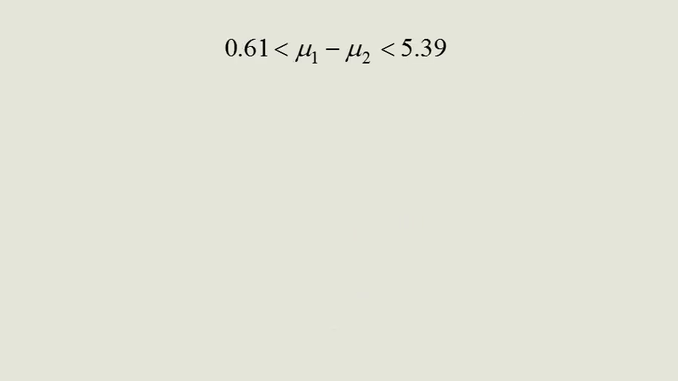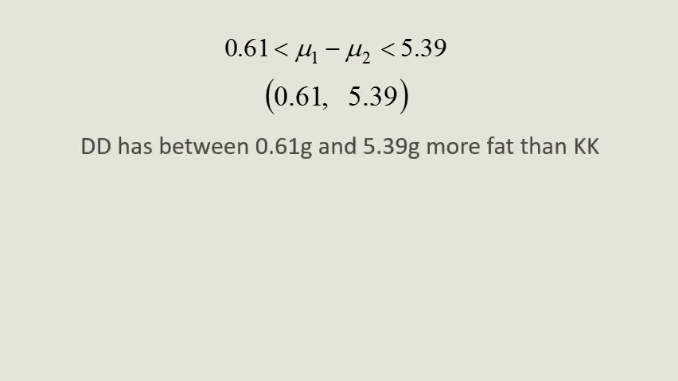After solving, we get this inequality, and this is the 95% confidence interval for the difference in the means. Let's interpret this interval. Since this is Dunkin' Donuts minus Krispy Kreme, we can say that the average Dunkin' Donut has between 0.61 grams and 5.39 grams more fat than the average Krispy Kreme donut, with 95% confidence.